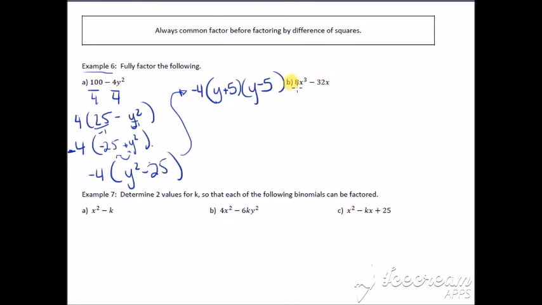Okay, B. What can we pull out of 8x cubed and then negative 32x? We can pull out definitely an x. And we can pull out 24. We can pull out the full 8. Okay, so 8x, and then we're left with x squared minus 4. Okay, so we can root x squared, we get x, and we can root 4, we get 2, so plus 2 minus 2.